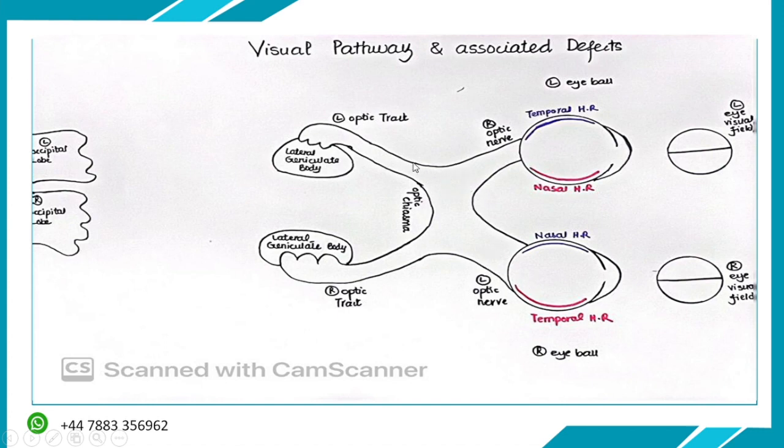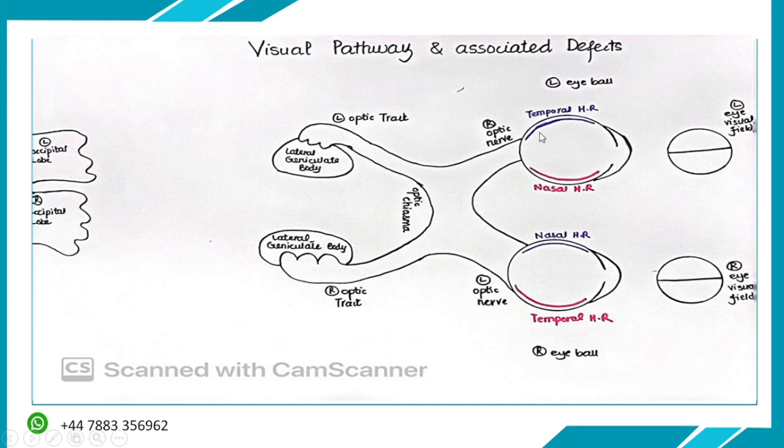optic chiasma, and from there the fibers come and make the left optic tract, and then they end up in the left lateral geniculate body. Then there is the right optic tract, which ends up in the right lateral geniculate body. And here are the occipital lobes, right and left. We will talk about them later on.